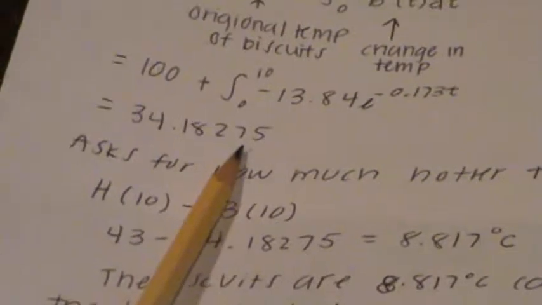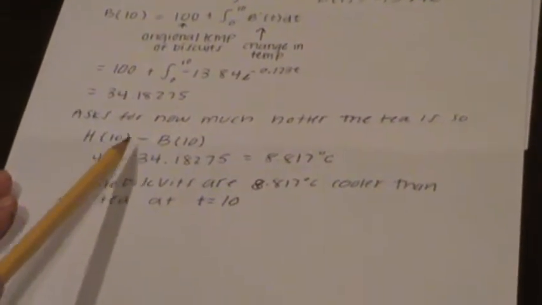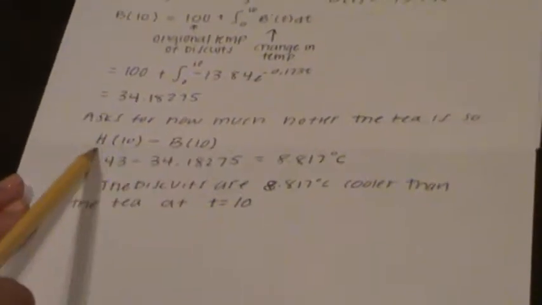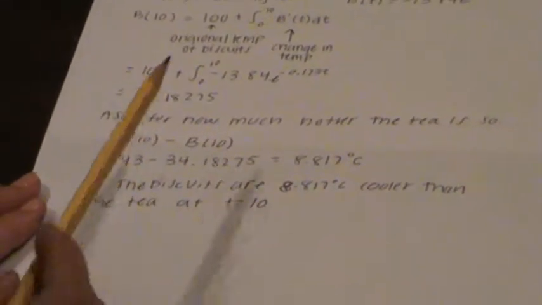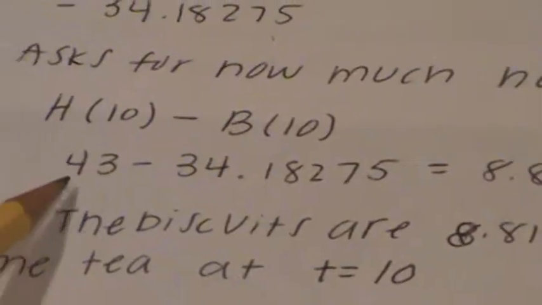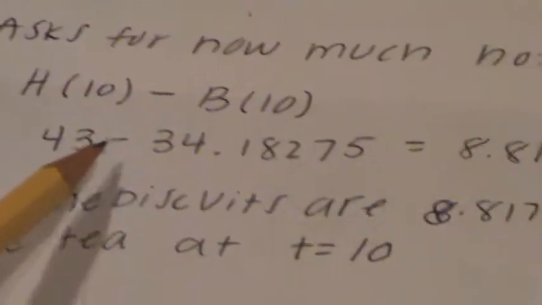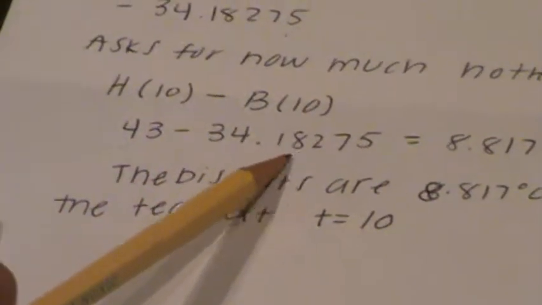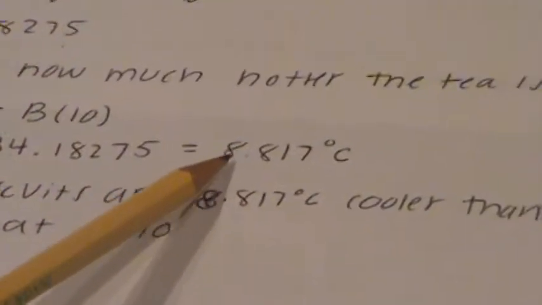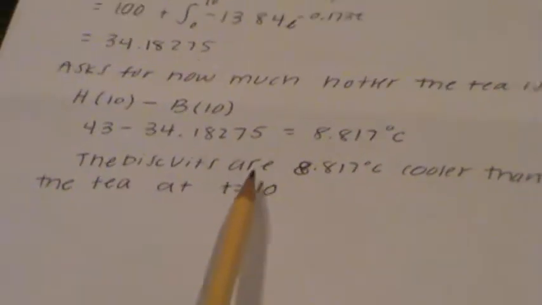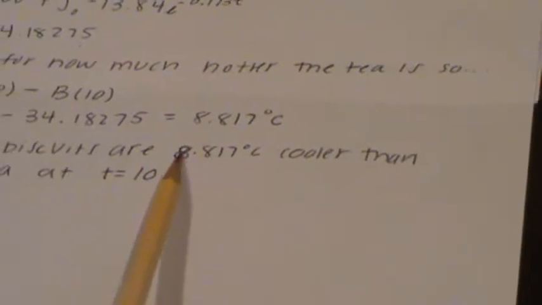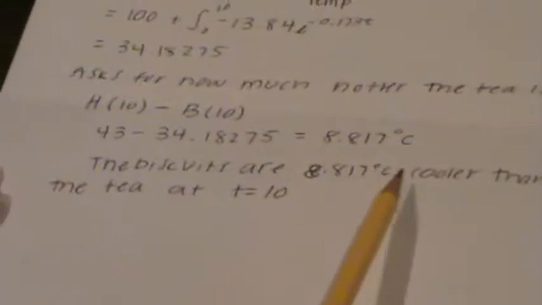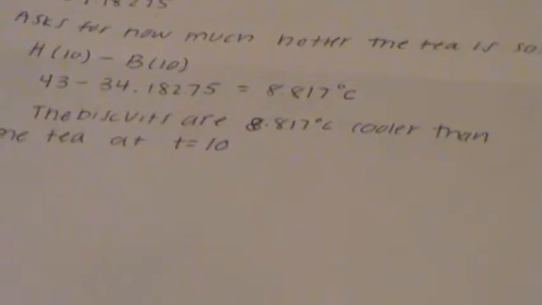34.18275, and it asks how much cooler the biscuits are than the tea, so you have to find H of 10 minus B of 10, and we can just look at the chart from above for H of 10, which is 43, minus the B of 10 that we just found, which is 34.18275, and you get 8.817 degrees Celsius. So this means that the biscuits are 8.817 degrees Celsius cooler than the tea at time equals 10.